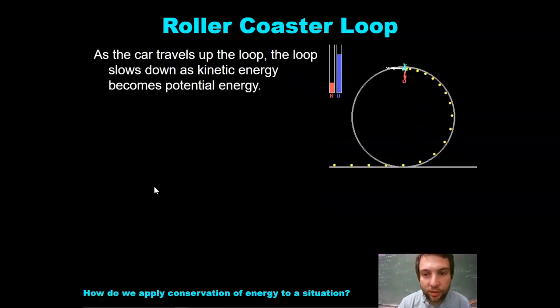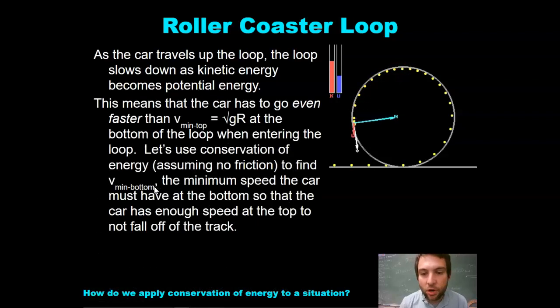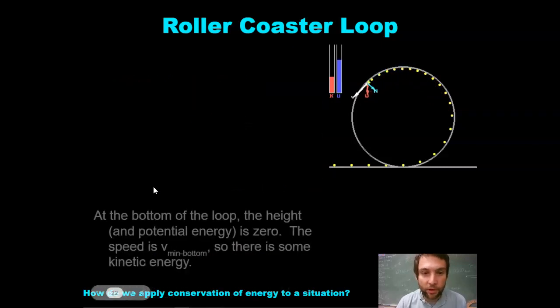As a car travels up the loop, it slows down as kinetic energy becomes potential energy. That means the car has to go even faster than square root gr at the bottom when entering the loop. Let's use conservation of energy to find the minimum speed at the bottom to make sure we go all the way around the loop without falling off.